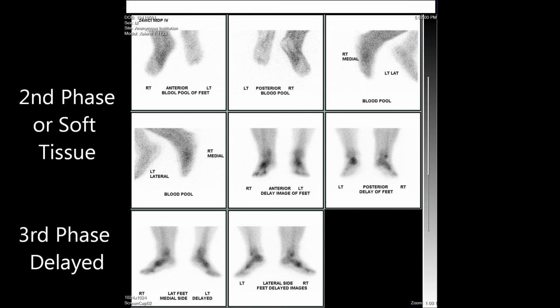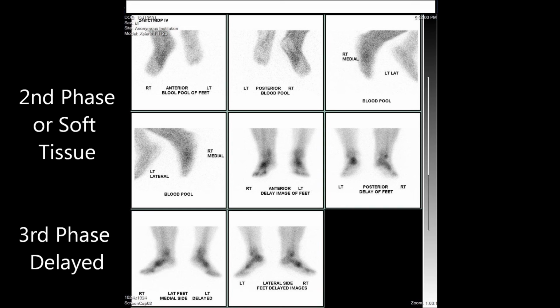This is a process 3-phase bone scan. What you're looking at right now is the anterior view of the first phase, which is what we call the venous phase. You can see it flowing through the veins and eventually reaching the soft tissue. During the second phase, or the soft tissue phase, you can see the nuclear medicine accumulating a little bit more.